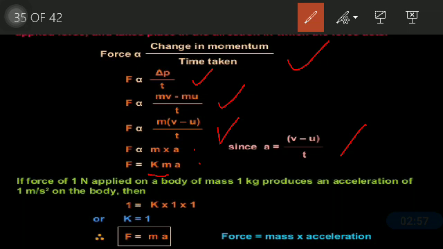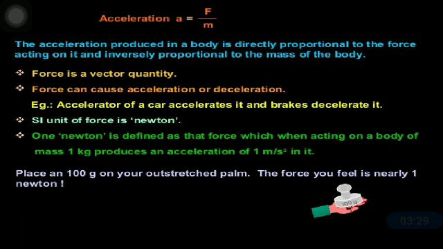Again, force is defined such that if a force of 1 Newton is applied on a body of mass 1 kilogram, it produces an acceleration of 1 meter per second square on the body. Then placing the values, k comes out to be 1. So finally the formula for force becomes mass into acceleration. This is Newton's second law of motion. Again, we can write acceleration equal to force divided by mass of the body.